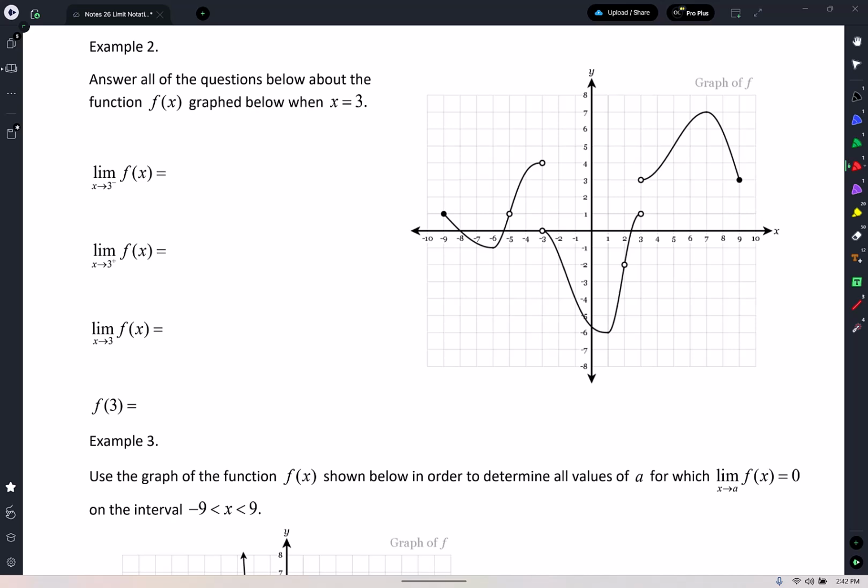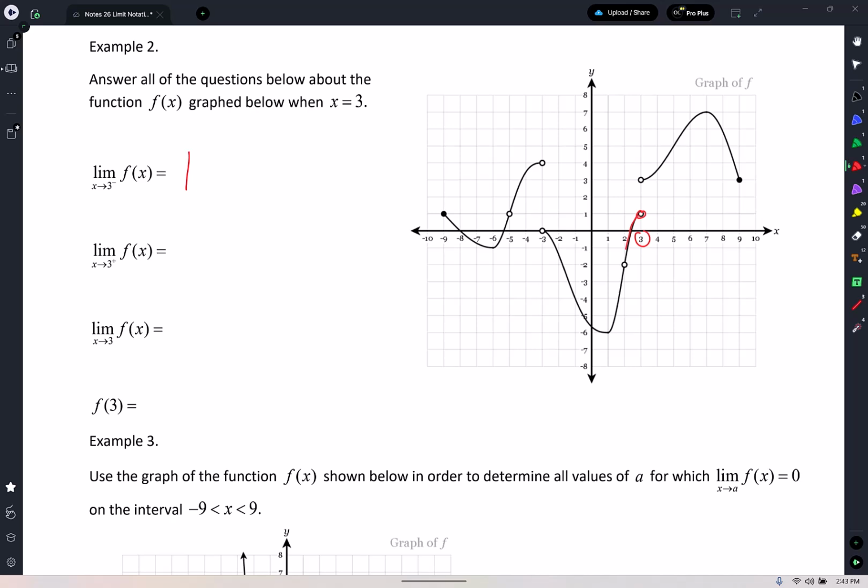What does that little symbol mean? From the left. So here's 3. I'm approaching from the left. What's the y value? 3, not -3. 3. It would be undefined. So we're not there yet, though.